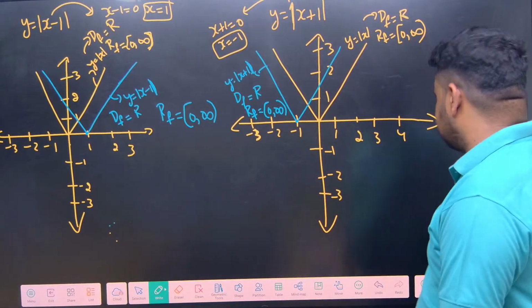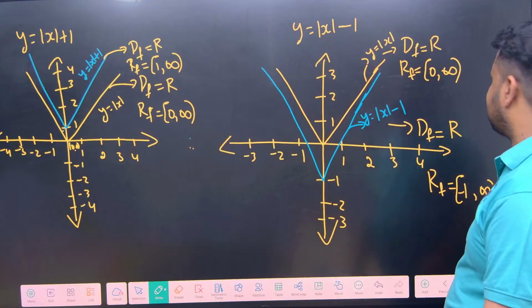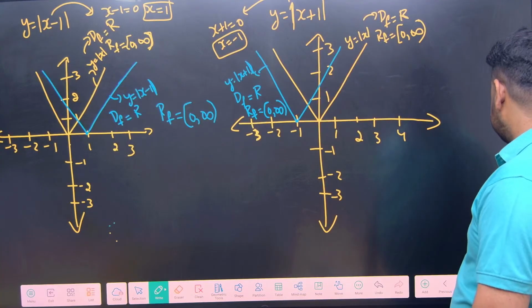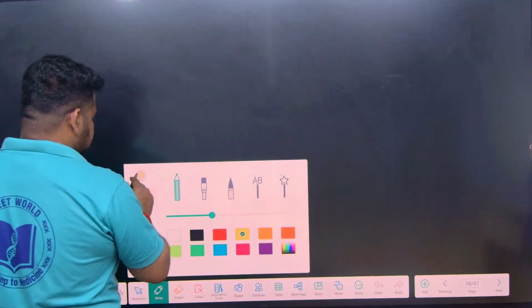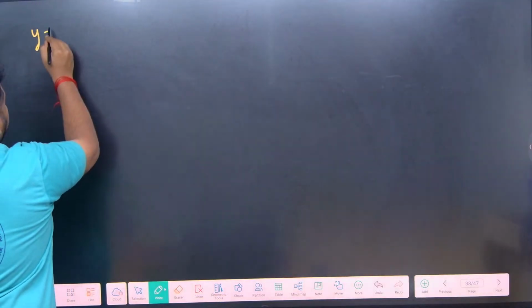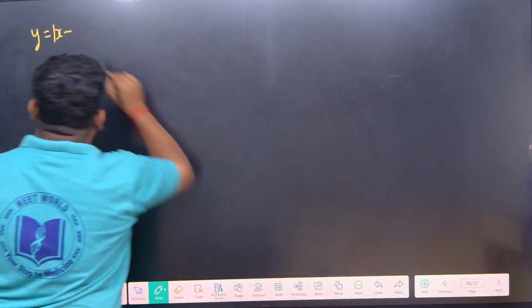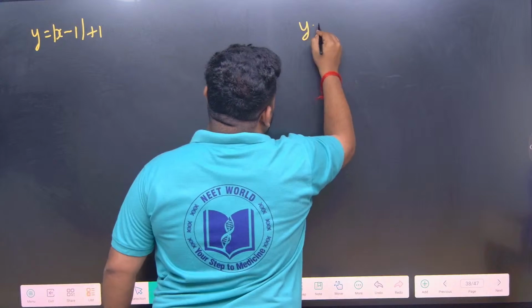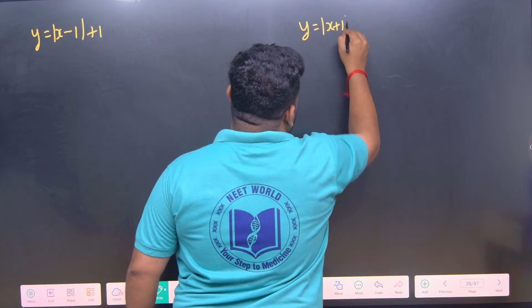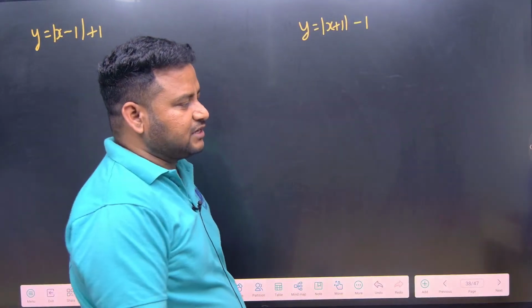Now what we will do is let us find out the graph for these two types and also the previous two types combined. How to find out that? Let us see. Observe carefully. The graph of y is equal to mod of x minus 1 plus 1, and also the graph of y is equal to mod of x plus 1 minus 1. Let us find out the graph for this.